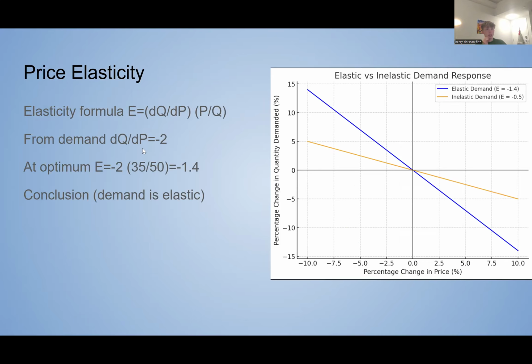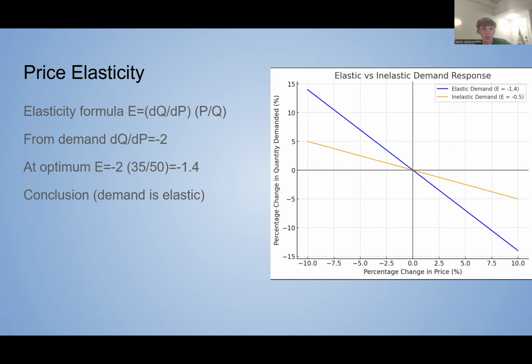Now, price elasticity. Next, let's check if our result makes sense using elasticity, which measures how quantity responds to price changes. From our demand equation, our slope is -2. So E equals dQ over dP times P over Q, times 35 over 50, which is around minus 1.4. Since the absolute value of elasticity is greater than 1, the demand is elastic. That means customers respond strongly to price changes if we raise the price slightly.